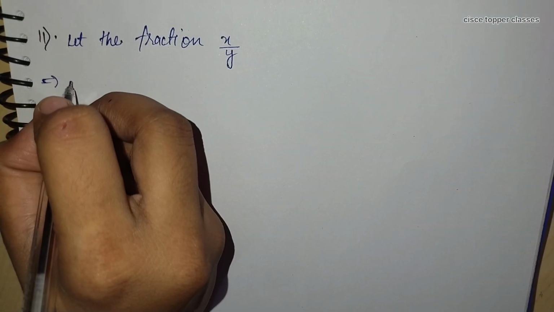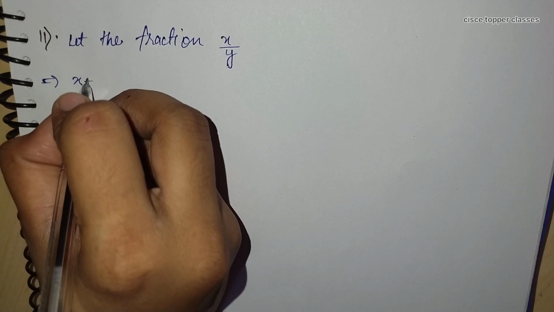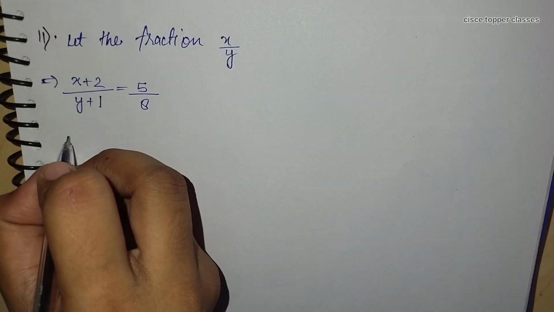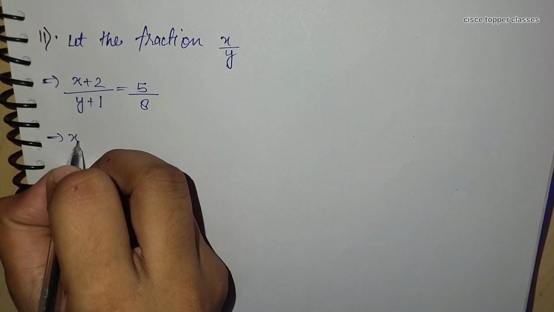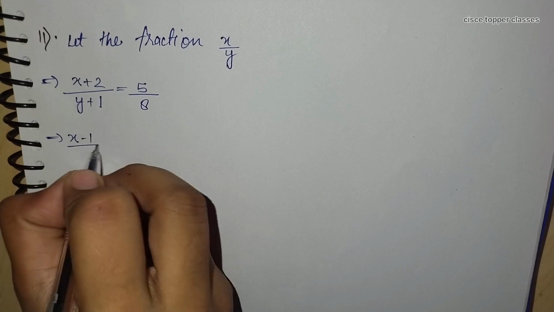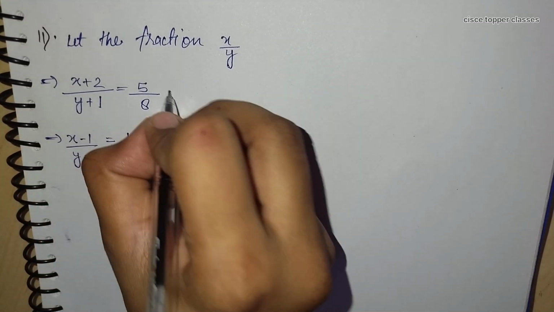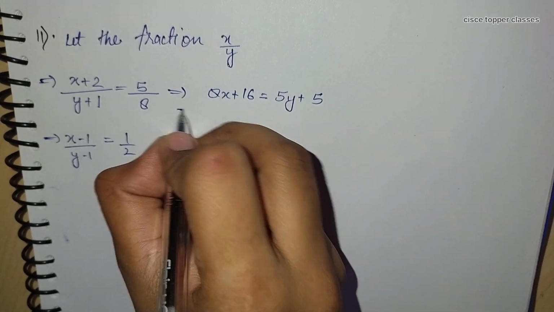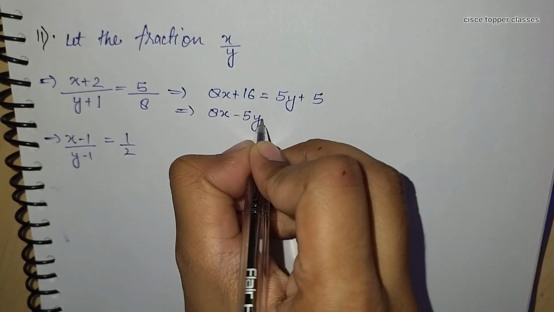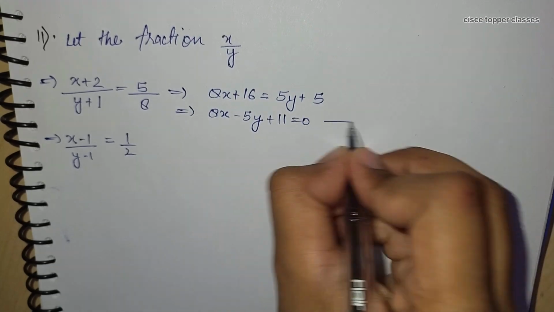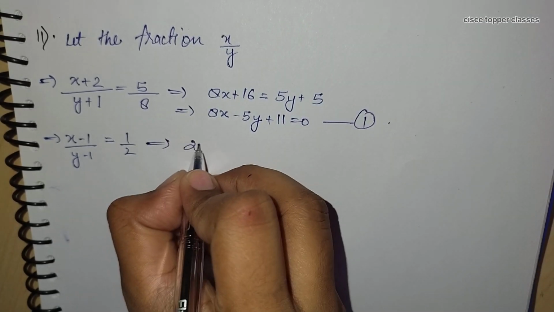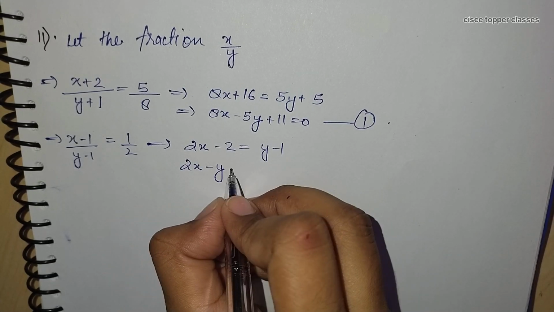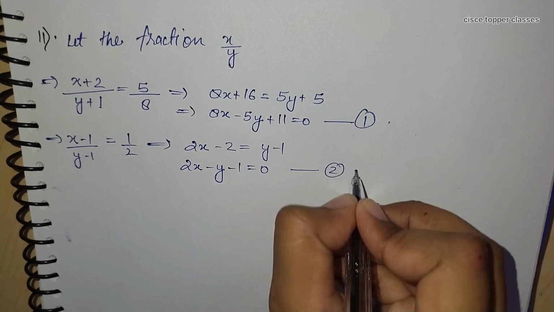Firstly, it is said that we have to increase the numerator by 2 and denominator by 1. So the fraction becomes 5 by 8. And again here we have to diminish it by 1. So it becomes 1 by 2. Firstly, we will solve here as 8x plus 16 equal to 5y plus 5. So here 8x minus 5y plus 16 minus 5 as 11 equal to 0. This is the first equation. And here we have 2x minus 2 equal to y minus 1. So 2x minus y minus 2 plus 1 as minus 1 equal to 0 as the second equation.